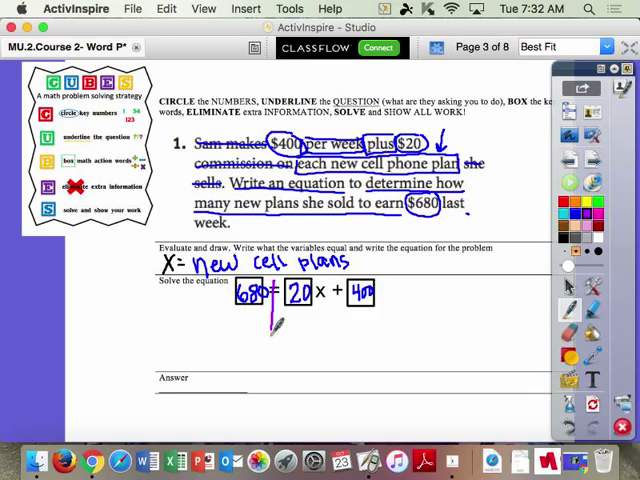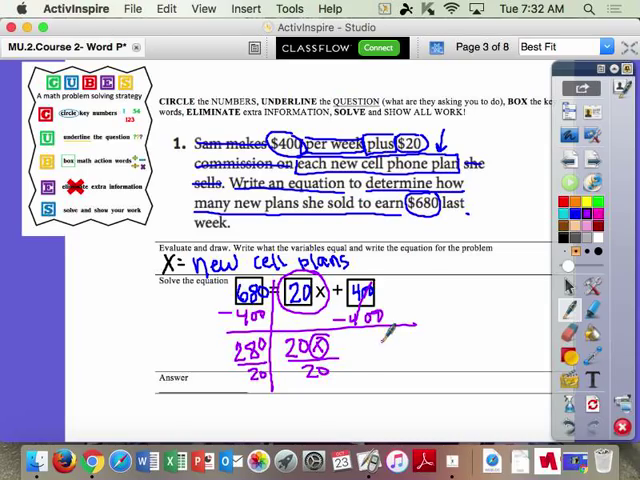So again, this is no different than what we did for the past 2 classes. Circle my 20x, right? Because that's the number next to the variable. And then I have 400 not attached to the 20x, but on the same side. So I'm going to subtract 400 on both sides. These cancel out. This leaves me with 20x. What is 680 minus 400? 280. To get x alone, I need to divide both sides by 20.